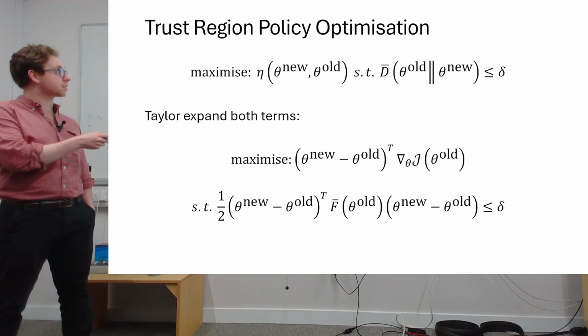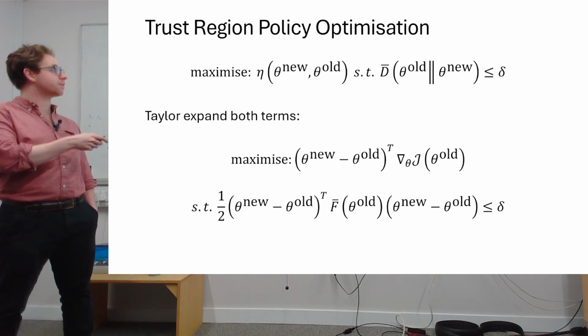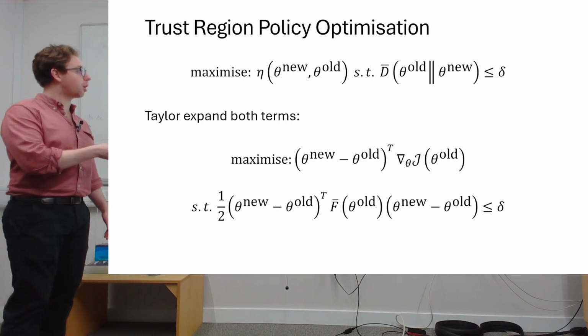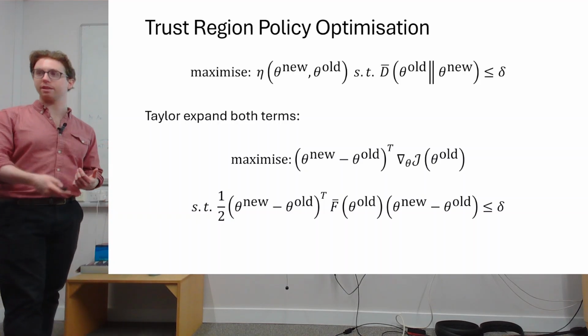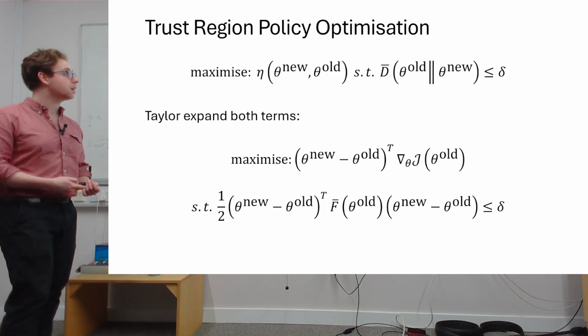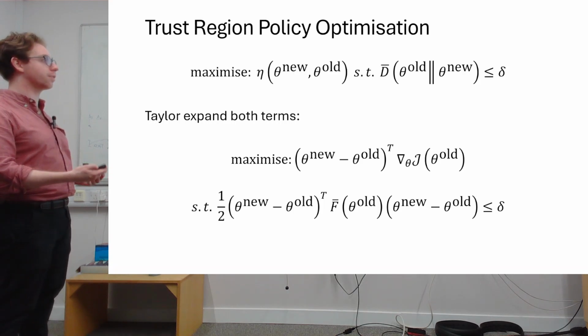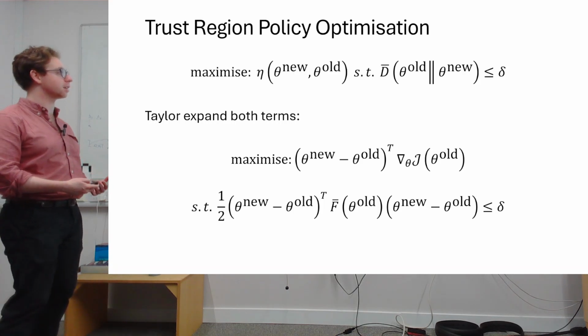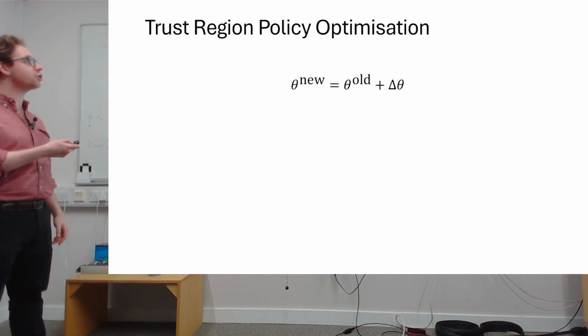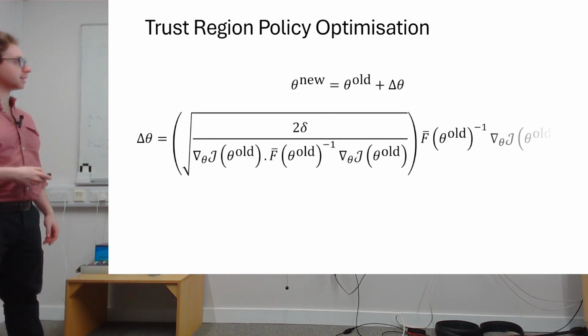So this is just taking both the objective and the constraint, and Taylor expanding. And again, you can analytically solve this problem using Lagrangians. I'm not going to go into how. Hopefully you've seen this before. If you haven't, it's very easy to look up. And when I do it, I'm going to get a change in delta that looks like this.